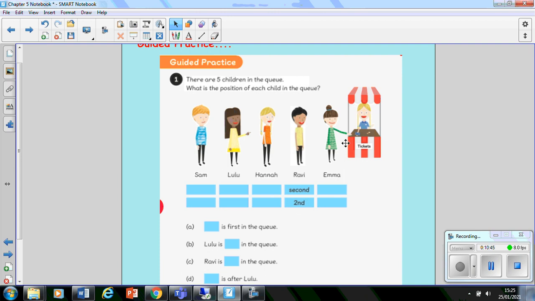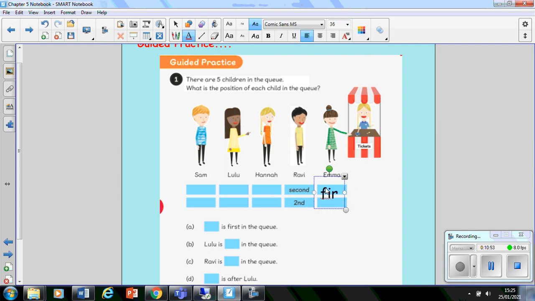Now this time the ticket booth is over here. So what is the position for Emma? It's asking you to write it in words. So I've got first, and I'm also going to write it in numerals, followed by my first suffix, the st suffix.